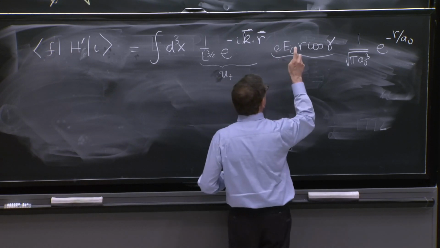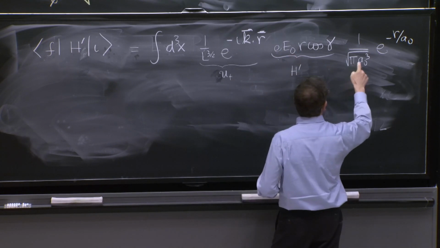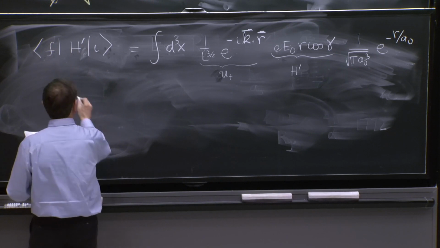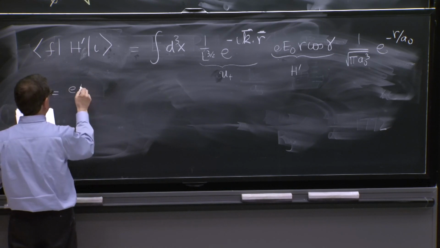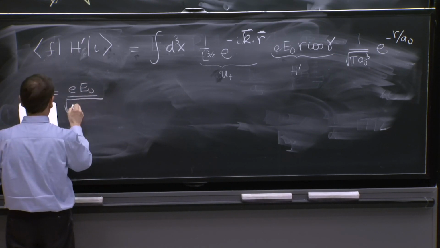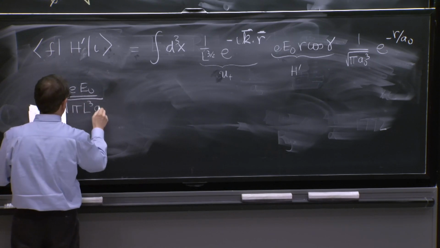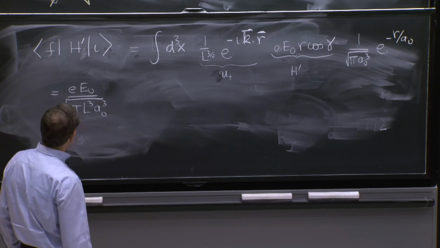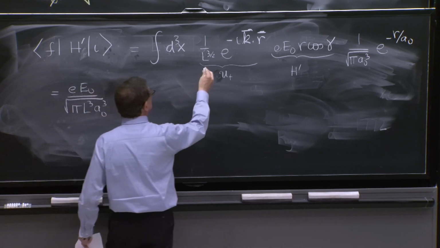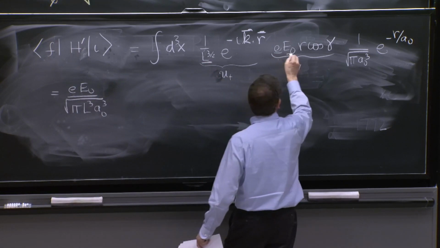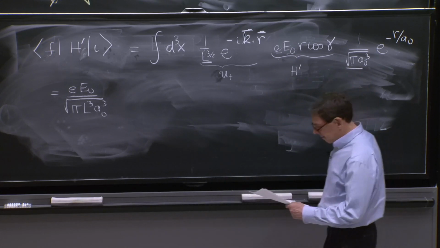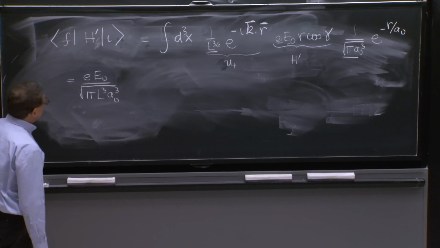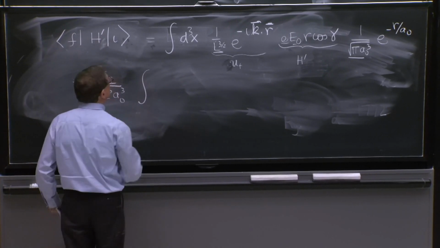So E0, pi, a0, that all will go out. So this is E0 over square root of pi L cubed a0 cubed. So I took the L's out, the e, and this thing. All right. Let's write the integral more explicitly.